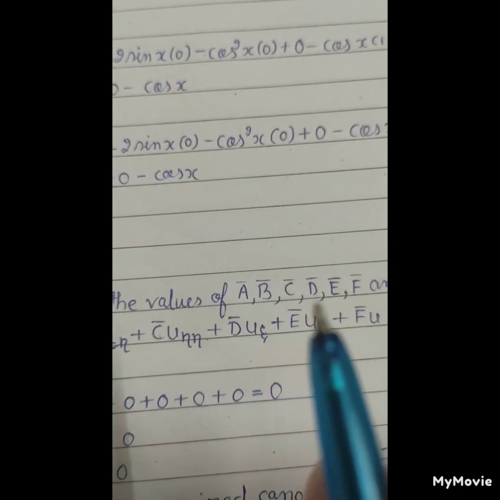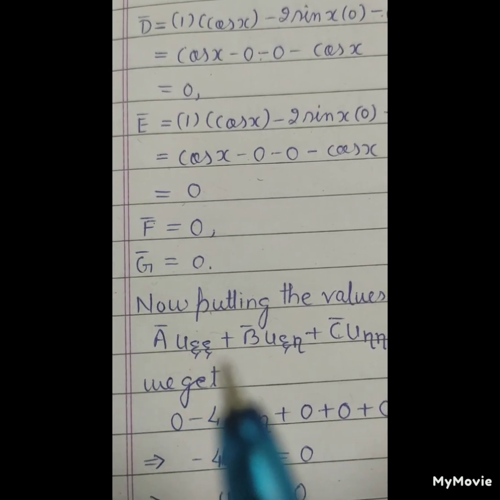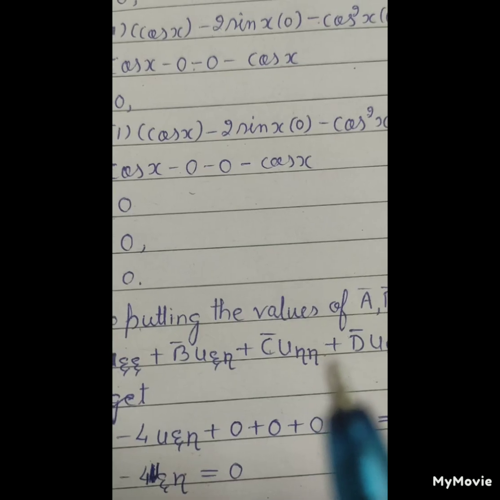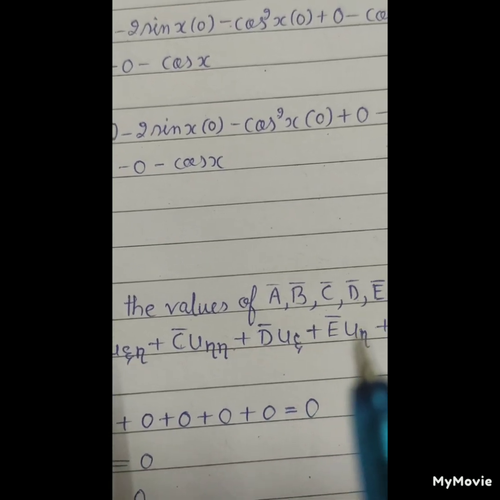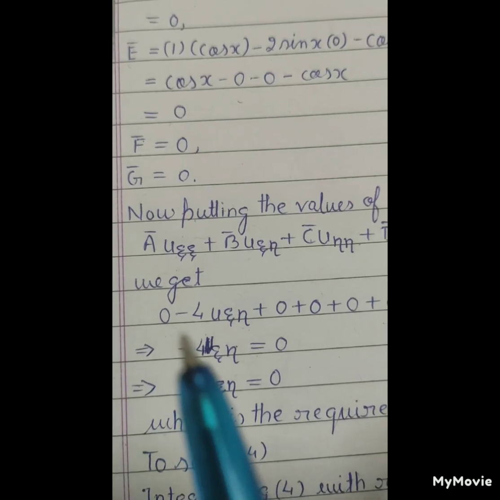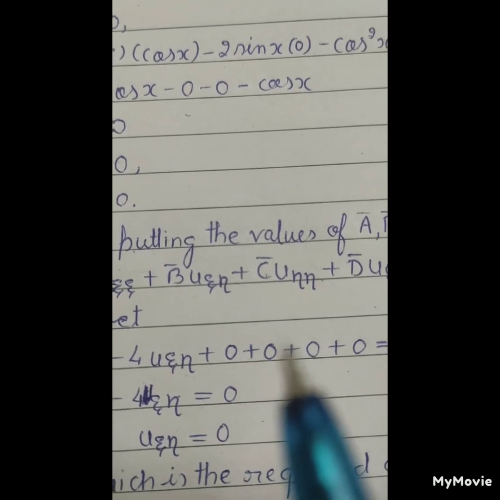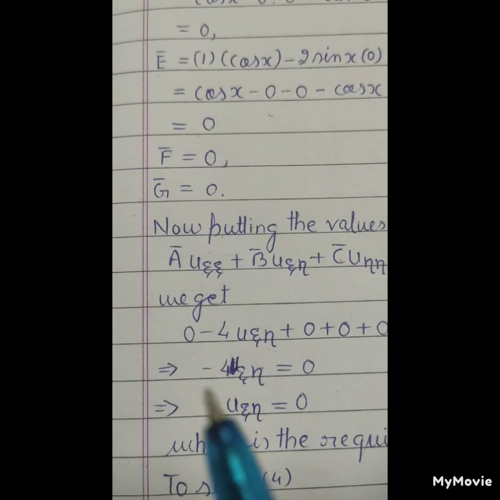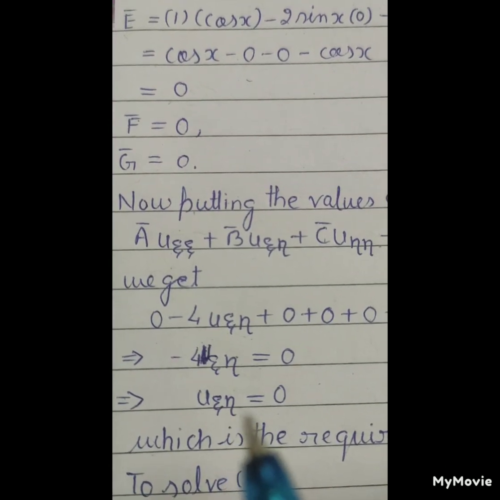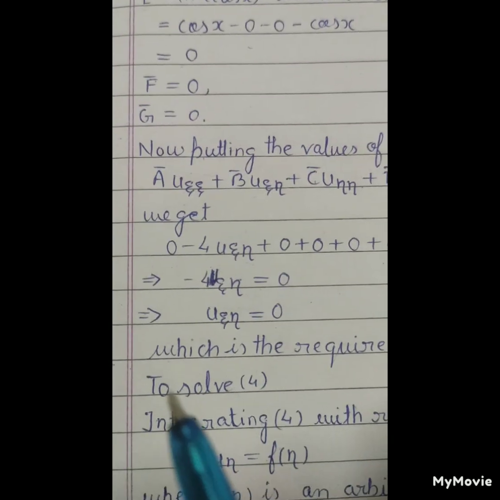Now putting the values of the A bar, B bar, C bar, D bar, E bar and F bar and G bar in A bar u_ξξ + B bar u_ξη + C bar u_ηη + D bar u_ξ + E bar u_η + F bar u equals to G bar, we get 0 − 4 u_ξη + 0 + 0 + 0 + 0 equals to 0, which implies −4 u_ξη equals to 0, which implies u_ξη equals to 0, equation 4, which is the required canonical equation.